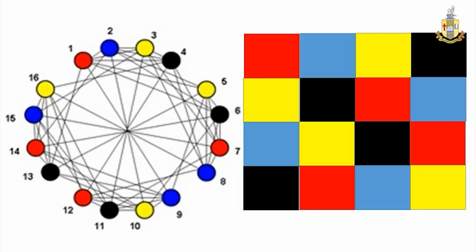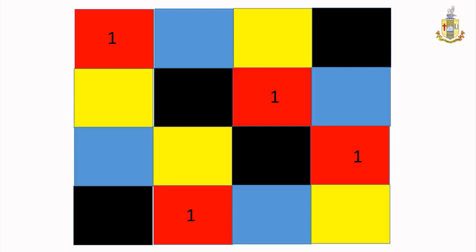Now we assign the digit 1 wherever the cell has the color red, number 2 in blue colored cells, number 3 in yellow colored cells, and number 4 in black cells. Each completed Sudoku square then corresponds to a k-coloring of the graph.